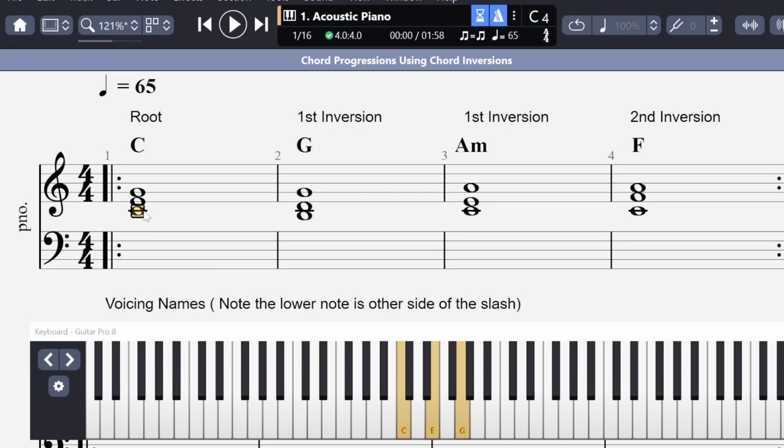So I'm going to let this run and see if you can keep up with the chords. And if you need to pause, practice it a few times and keep coming back to it. Try and master the changes on this first example.